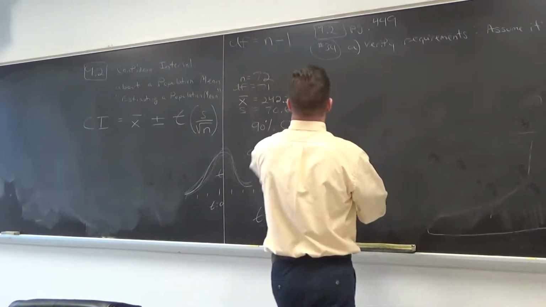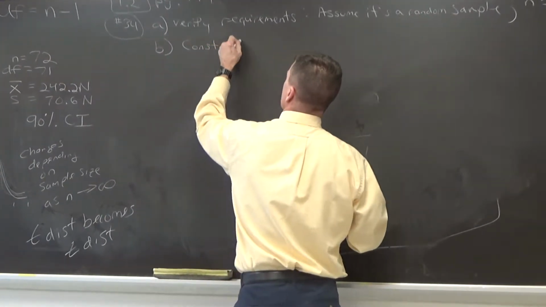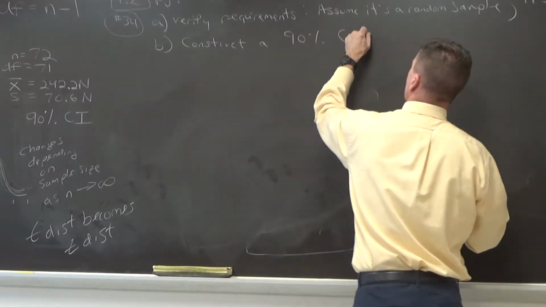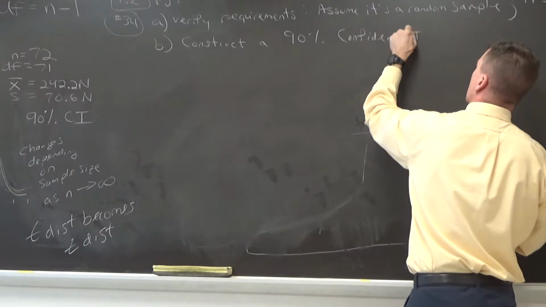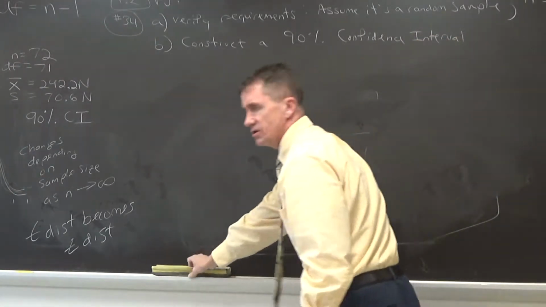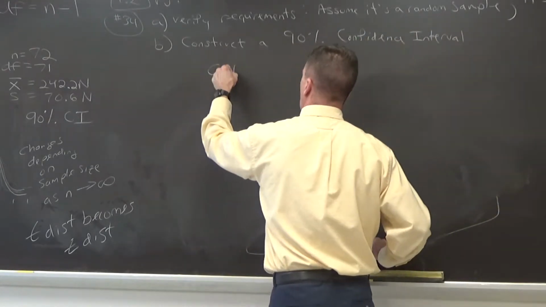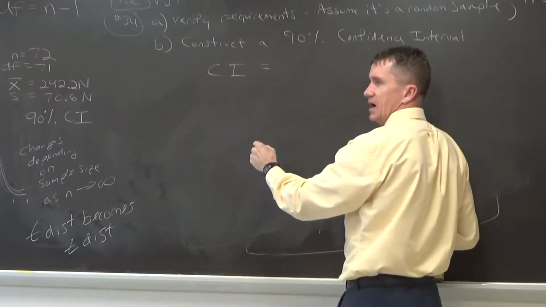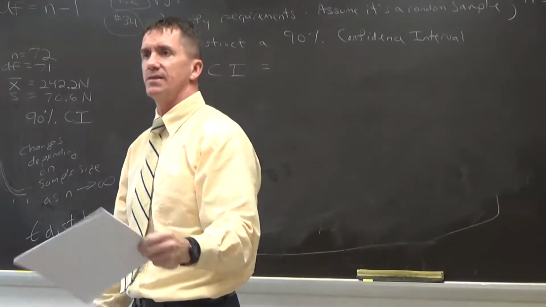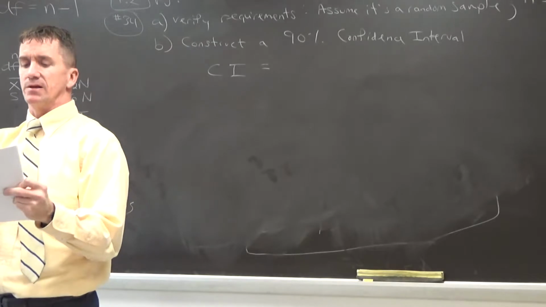All right, so let's get the letter B. Now you need to construct a 90% confidence interval. Construct a 90% confidence interval. I'm going to set it up. Everyone, I'm going to write CI for confidence interval, equal sign. I don't have this memorized. You can look right off this sheet because it's on there. It's right there. And I do want to point out on this sheet, I do have another one listed.